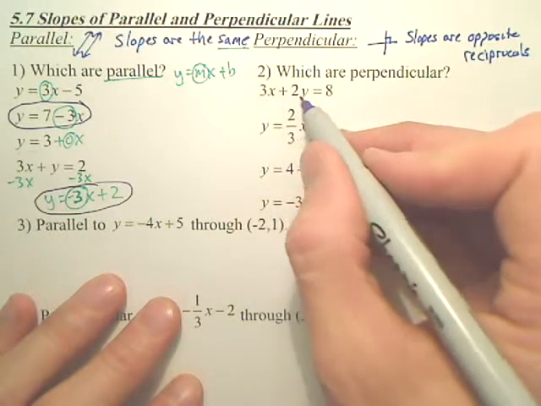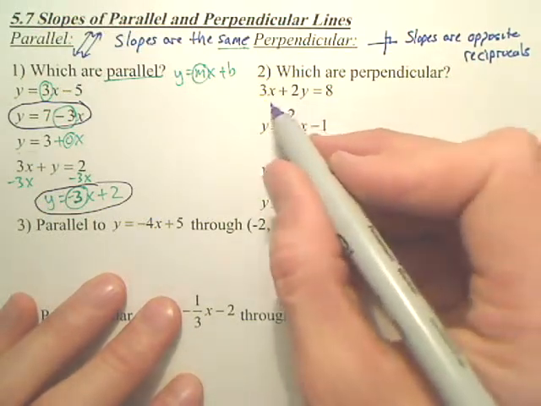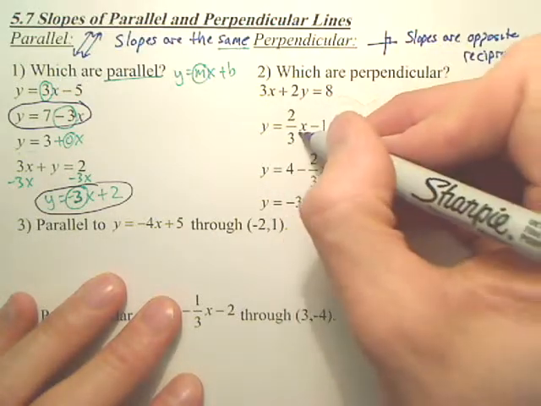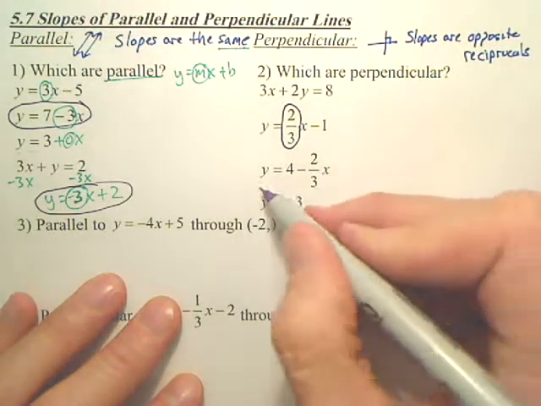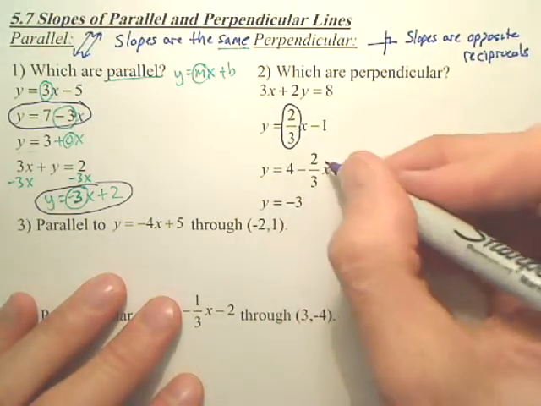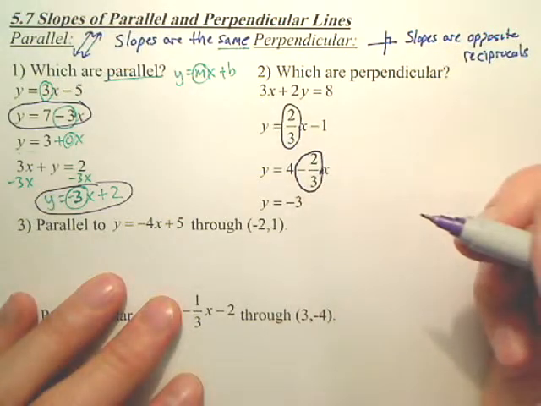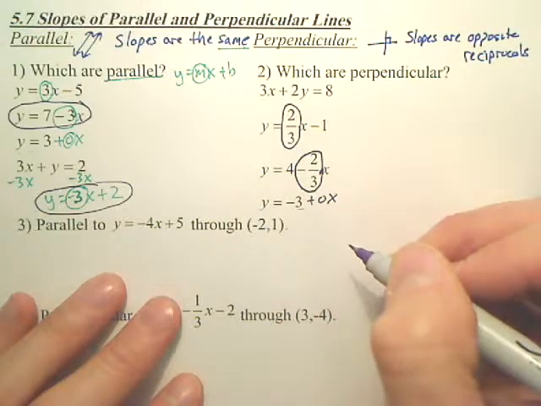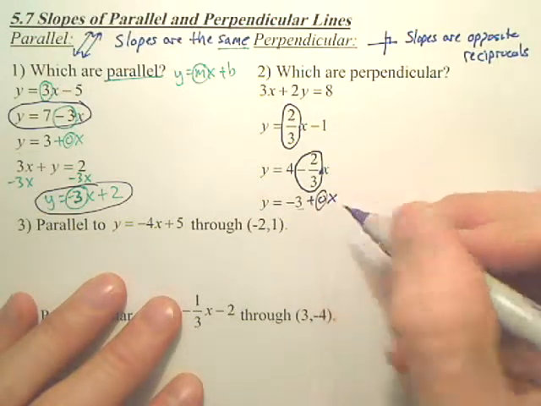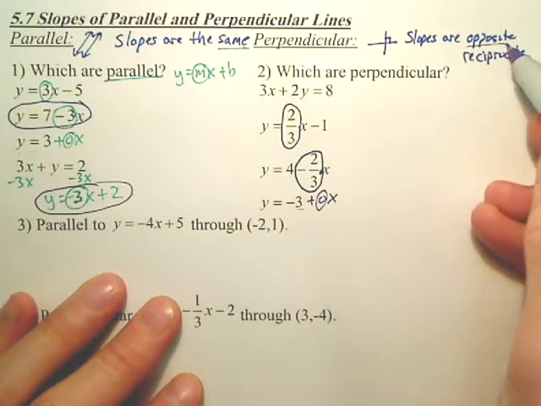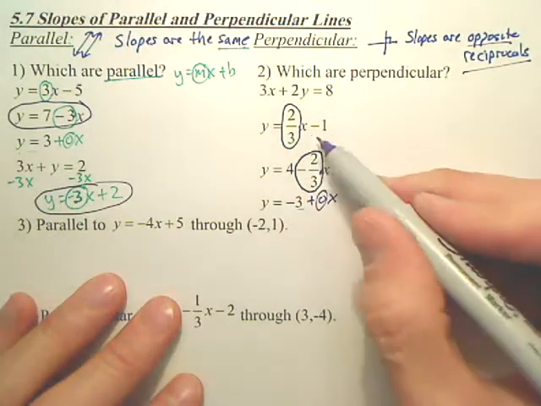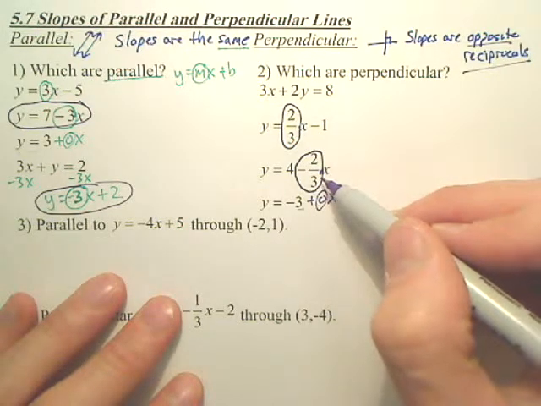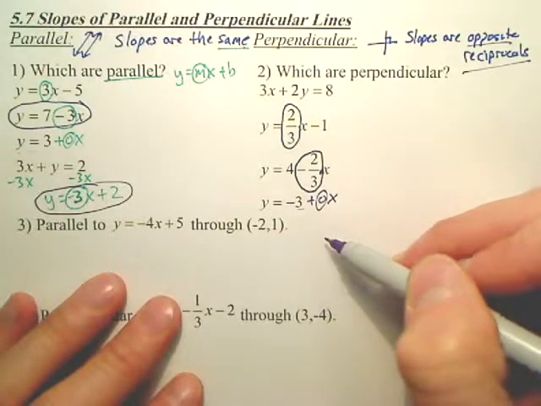Let's look at this one. Now, let's skip that one for now. Let's look at this one. What's the slope of this one? 2/3. What's the slope of this one? Negative. It's the negative 2/3. What's the slope of this one? Wasn't that plus 0x? So that slope is 0. Are any of these opposite reciprocal? Well, are these opposites? Yeah, but are they reciprocals? No. So none of these have perpendicular slopes.